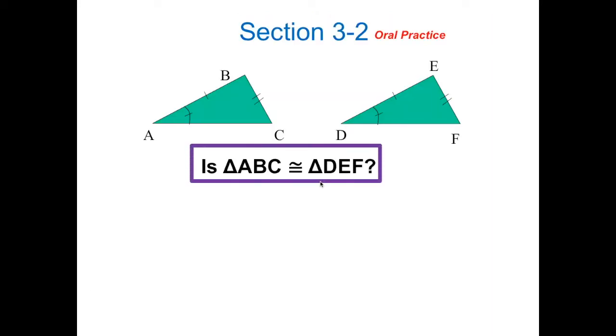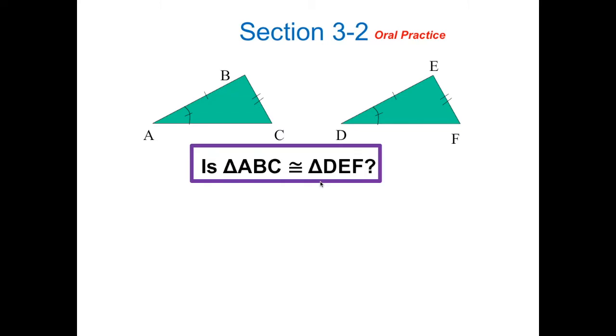Let's look at this one here. That being said, oral practice, ready, set, go. Who am I calling on right here? Is triangle ABC congruent to triangle DEF? And if so, give me the reason. Ready, set, go. Who's going to tell me first? Do we know for sure these triangles are congruent? They look congruent. Who's going to tell me, and by what reason?